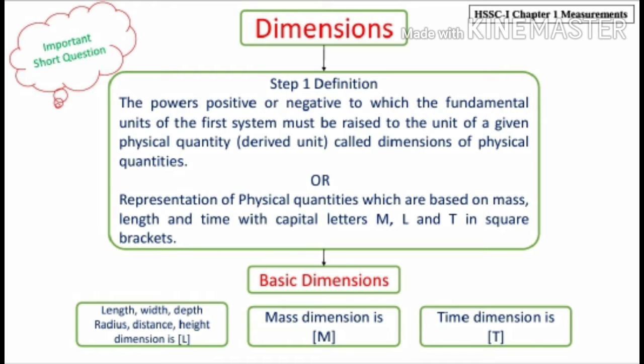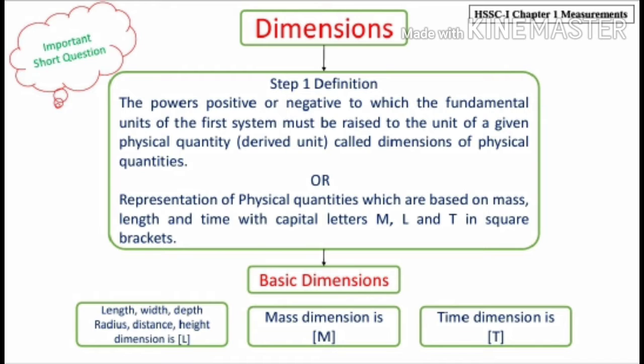So basic dimensions are length, width, depth, radius, distance, height. Length is basically represented by capital letter L, written in square brackets as we see here. Similarly, mass dimension is capital M, and time dimension is capital T. These dimensions are represented in square brackets. These dimensions are solved by formula, and in the next slide we solve the dimensions of different quantities.